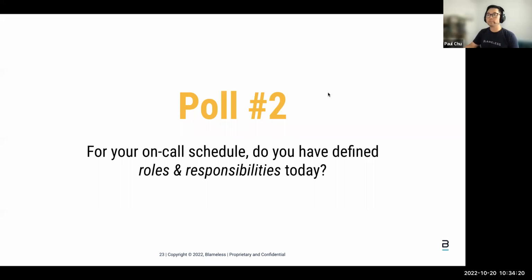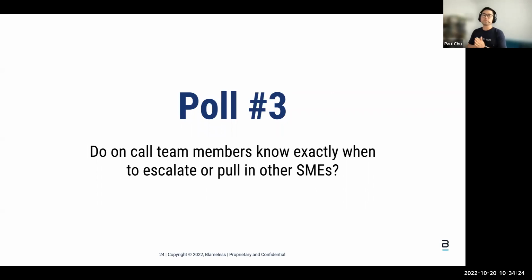We have one last poll question before I jump into Nick's portion of the workshop. So poll number 3 is, do on-call team members know exactly when to escalate or pull in other SMEs? About 10 more seconds. 3, 2, 1, and time.